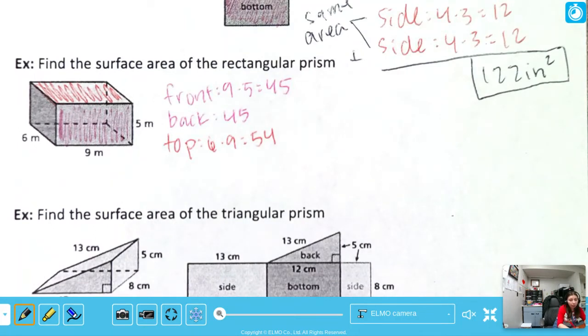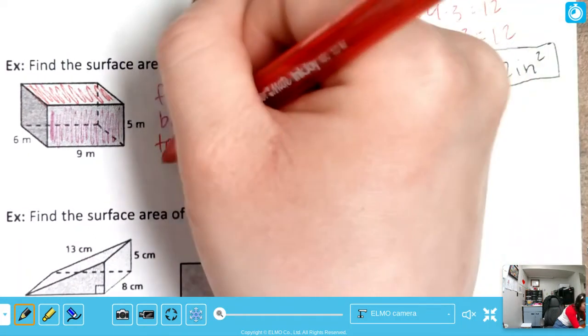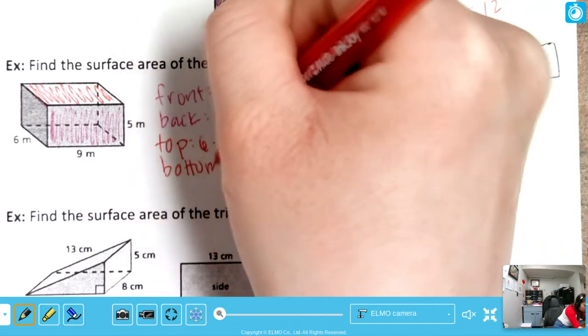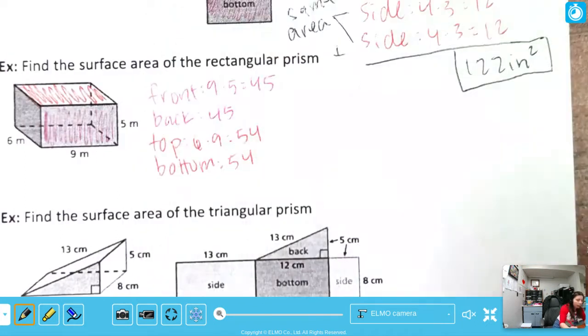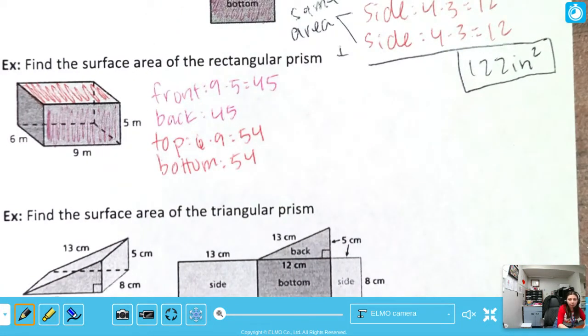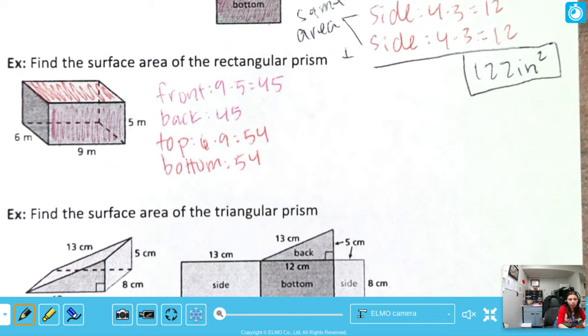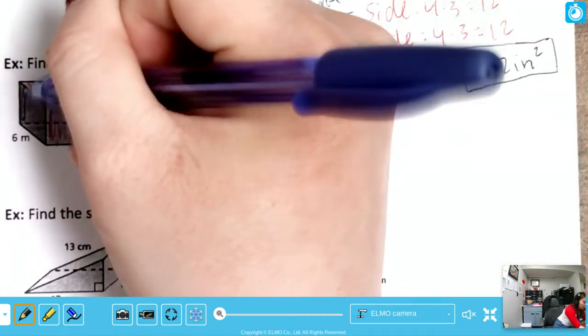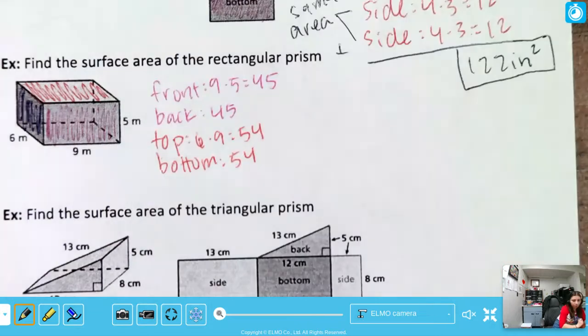Now remember earlier we said the top and the bottom always have the same area in a rectangular prism. So the bottom, I don't even need to do any work. I know it's also going to have an area of 54. Last but not least are the areas of the sides. And like we learned earlier, the sides are going to have the exact same area. So let's focus on the one that's a little more visible right there.